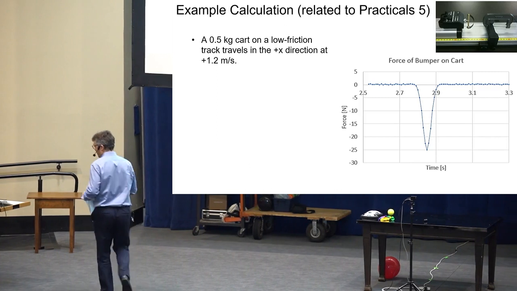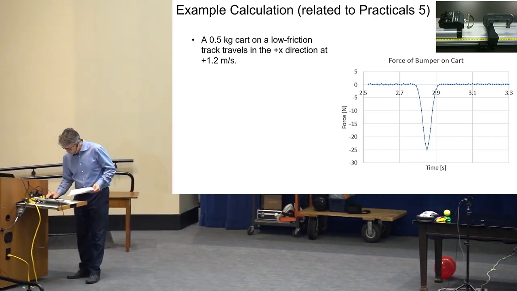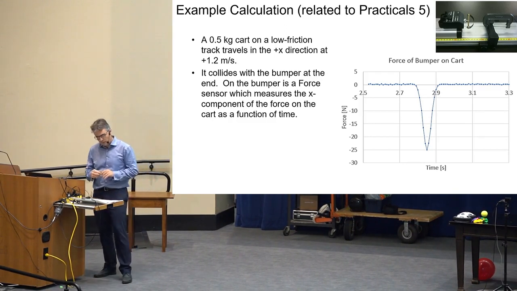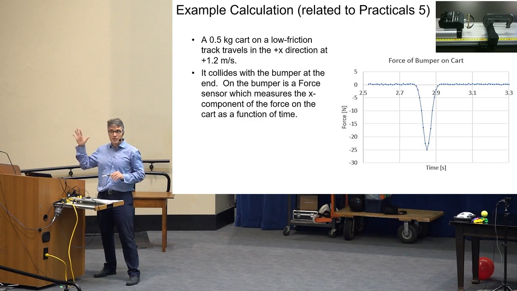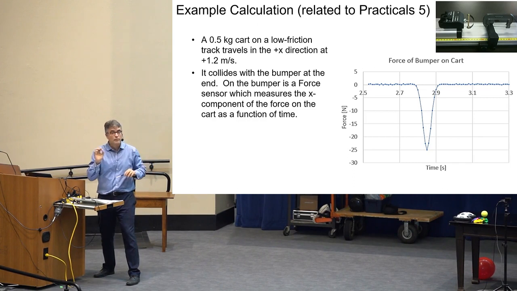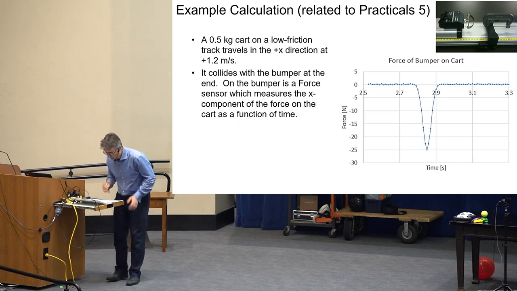We could do an example calculation, kind of related. Since we're sort of on this, let's say you've got a 0.5 kilogram cart on a low friction track. It starts, and you can measure from the motion sensor that it's going click, click, click, away from the motion sensor at plus 1.2 meters per second, or 120 centimeters per second.